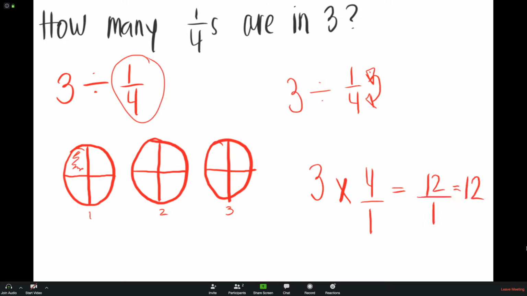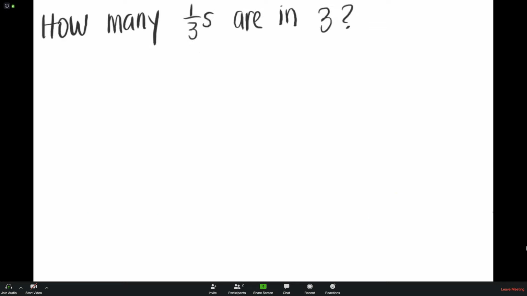If you go back to our picture, we had 3 wholes, 1, 2, 3 wholes, and we cut them up into fourths, and we have 1, 2, 3, 4, 5, 6, 7, 8, 9, 10, 11, 12 fourths. So we get the same answer doing the work. Now in this problem, how many thirds are in 3? So we've got to set up our problem.